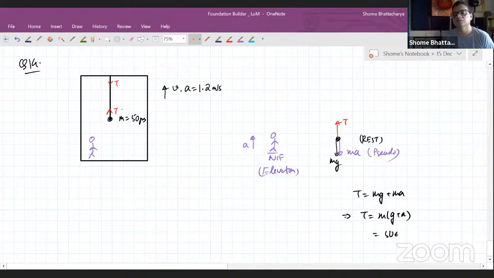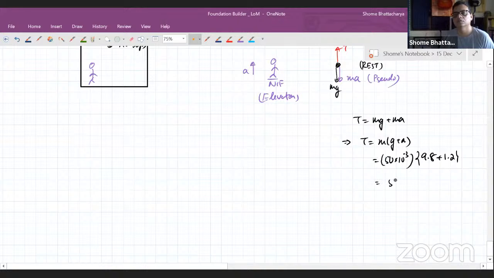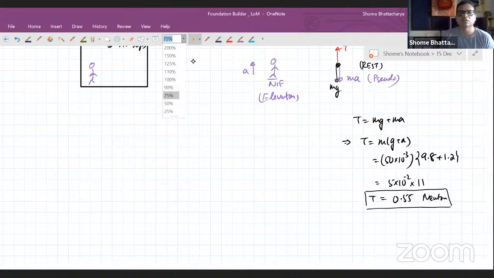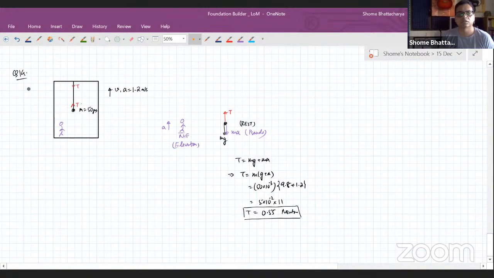So this is 50 into 10 raised to power minus 3 kg, times 9.8 plus 1.2. So that is 11, so this will become 0.55. This will be the tension in the first case. Now likewise, we'll discuss a couple of other cases also. But in the first case, the tension will be like this.